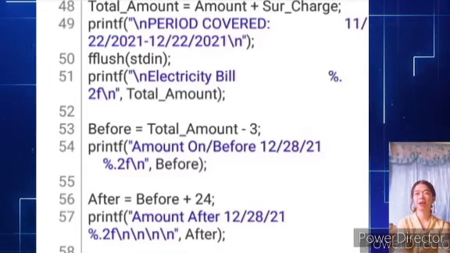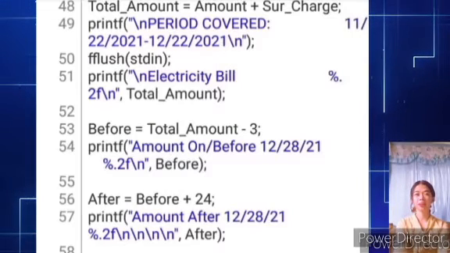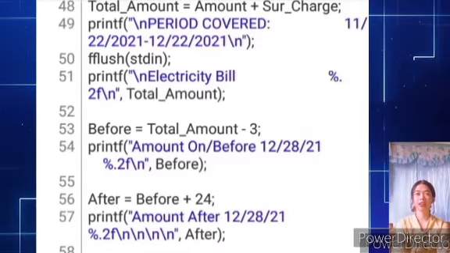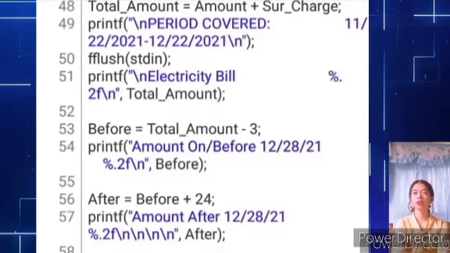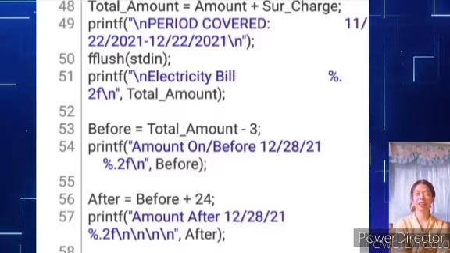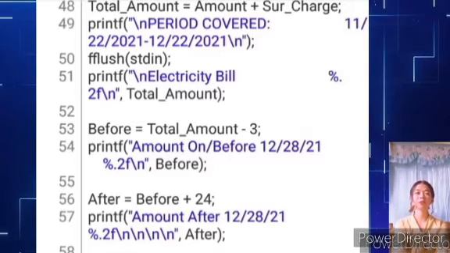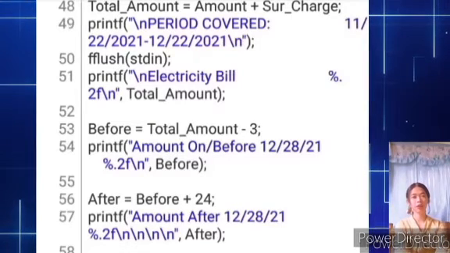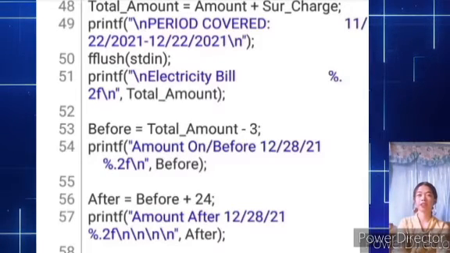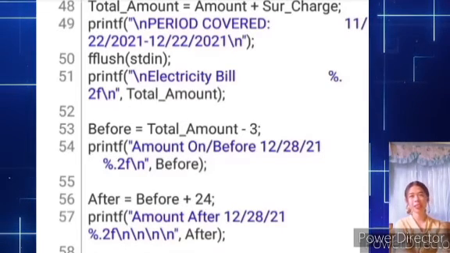Next, printf amount on or before 12/28/21, %.2f\n and before. After is equal to before. Here in before, what goes there is the amount before the given date. There is no minus 3 yet in the amount of after. Then, plus 24. Plus 24 if you cannot pay on the exact date, in short, a penalty.